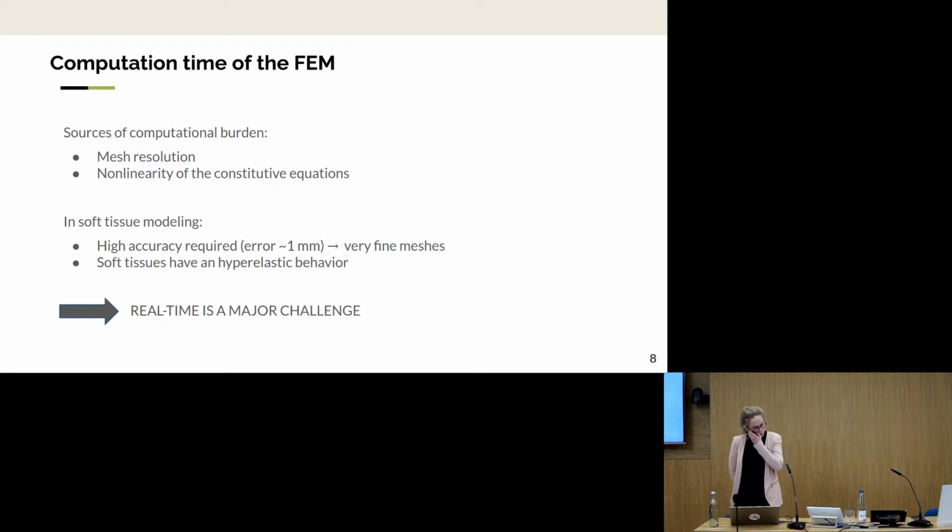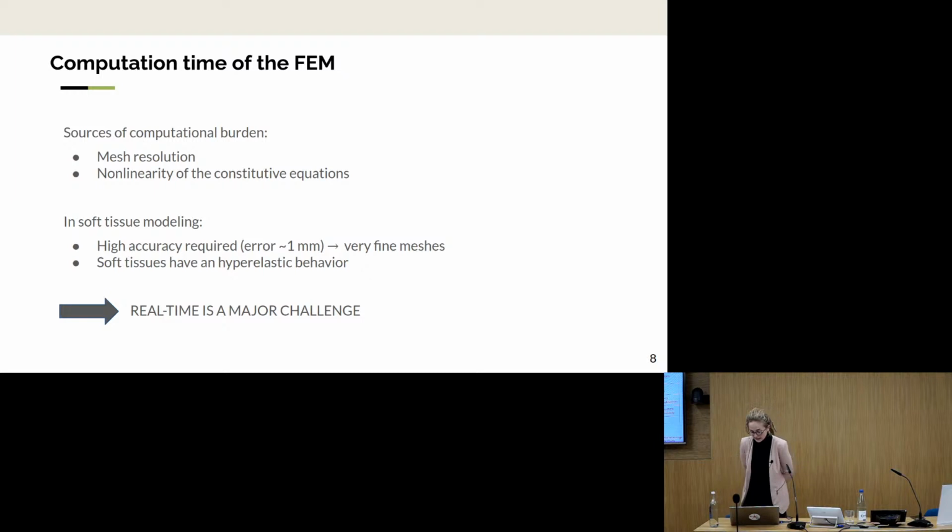Indeed, when modeling big organs like the liver or the heart, the simulations must produce an error below 1 millimeter, which is equivalent to the resolution of the medical images, meaning that we need very fine meshes for our simulations. Also, most soft tissues exhibit a hyperelastic behavior, so we need to include nonlinearity in the equations. All of that makes it really challenging to achieve real-time simulations with the standard finite element method.